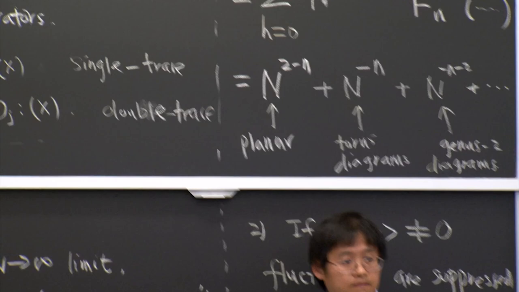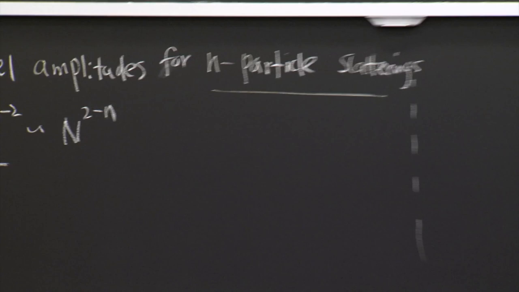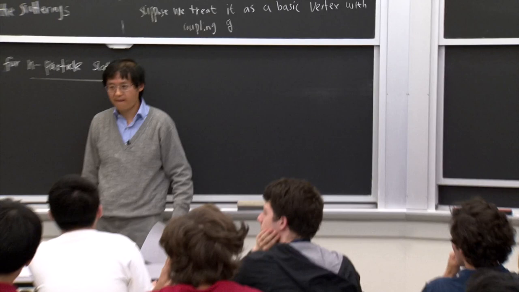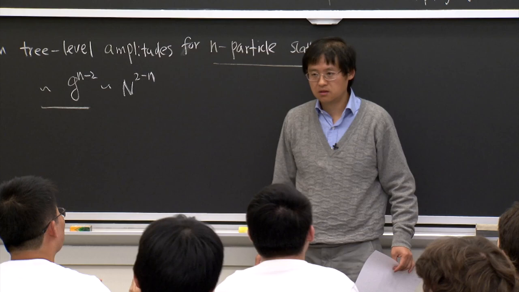So is this fact obvious to you, that the tree level scattering for n particles with basic vertex given by G will scale like this? Why is it proportional to G? Because in the double line notation, each line contributes a G squared. So where does that G come from? No, which G are you talking about?